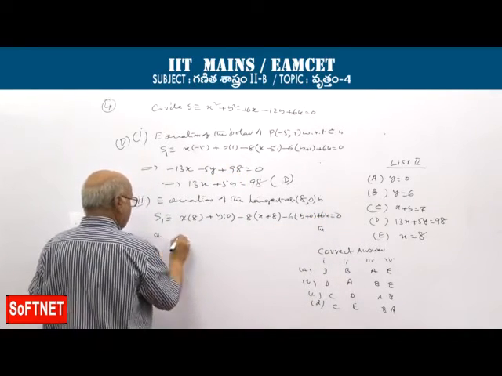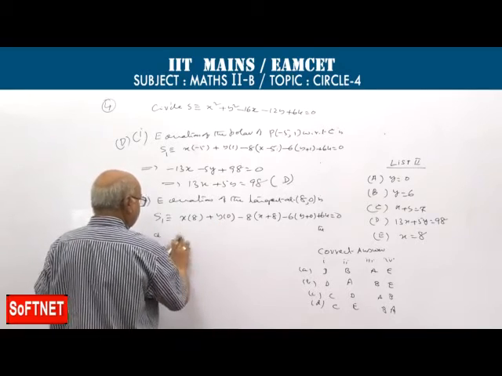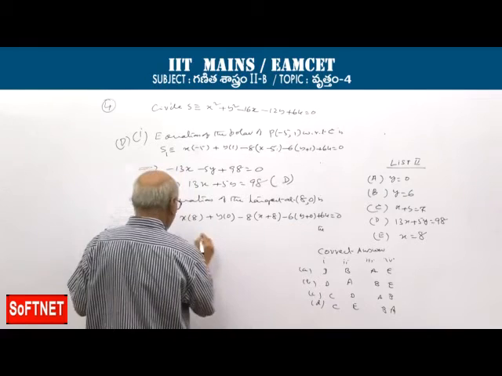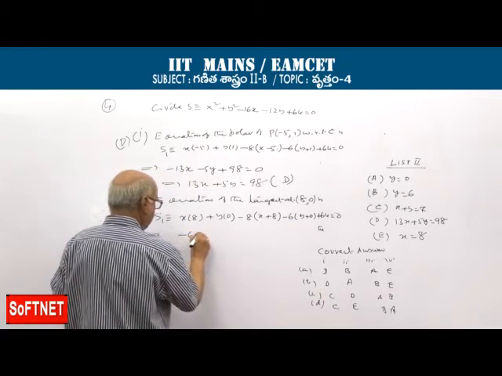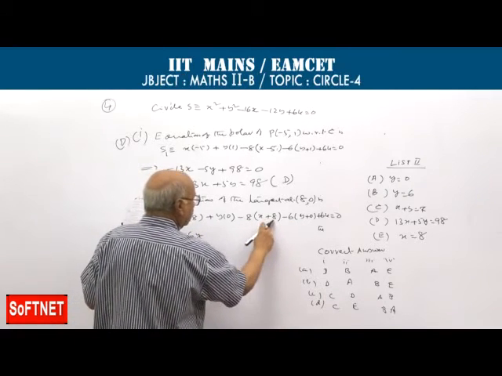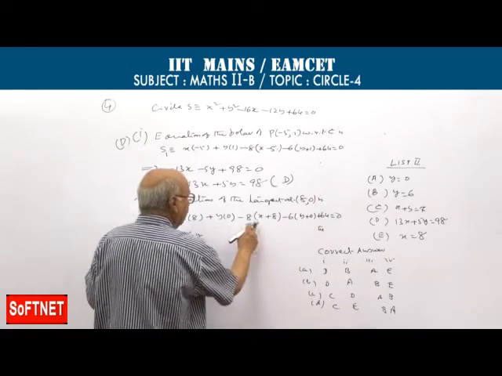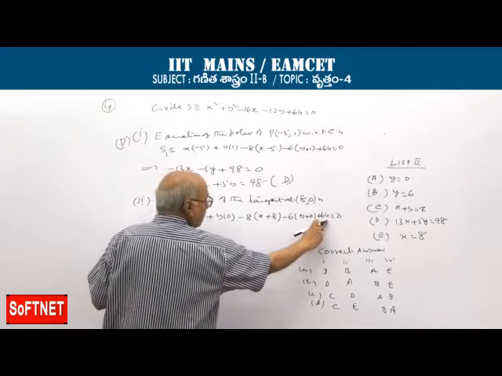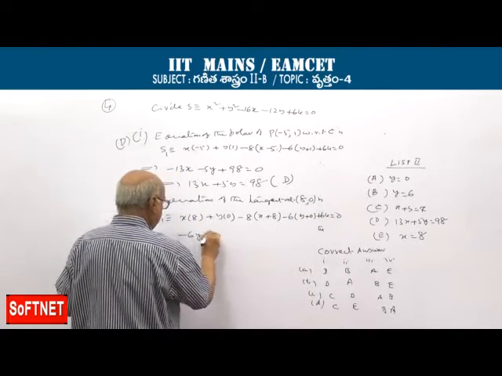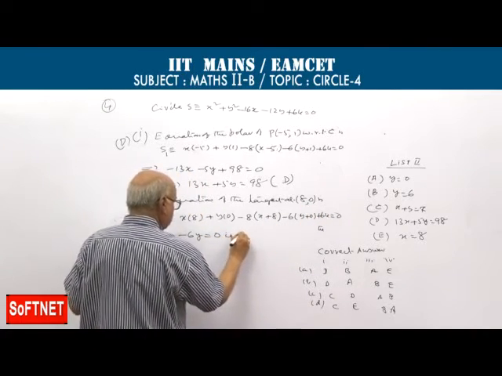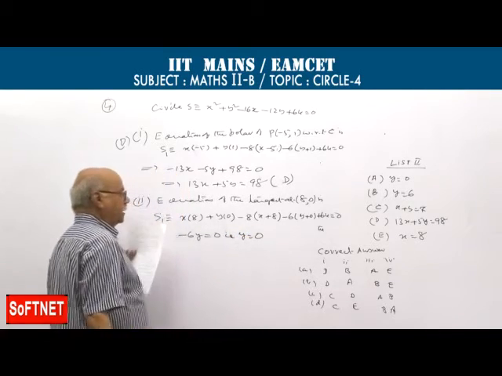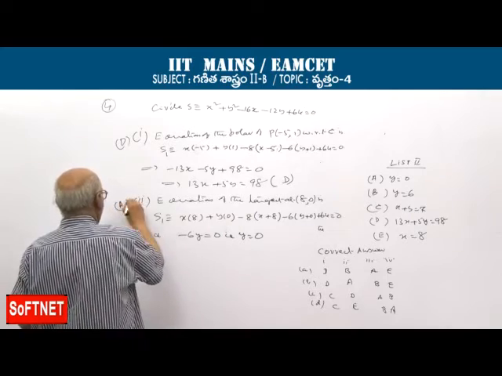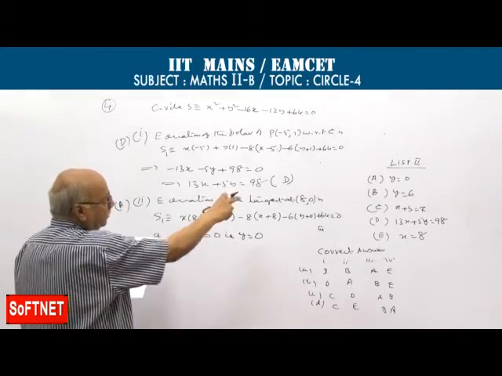That is 8x minus 8x, they will cancel. Y is minus 6y, and minus 64 plus 64, they will cancel. Minus 64 minus 8 into 8 minus 64 plus 64 is equal to 0. So 6y is equal to 0, that is y is equal to 0, which is A. So for 2, A is the correct matching.